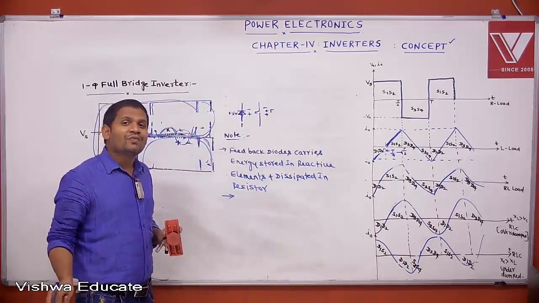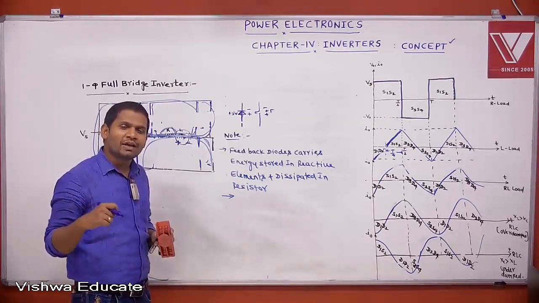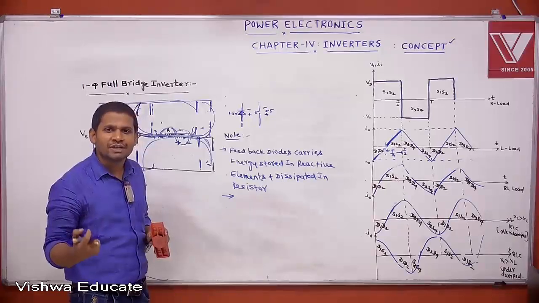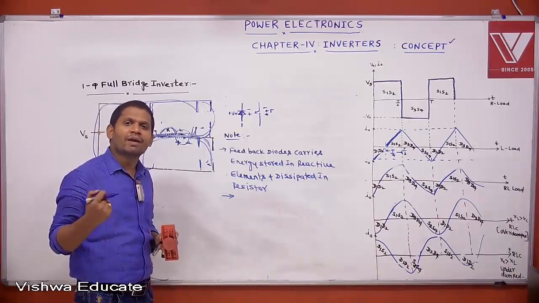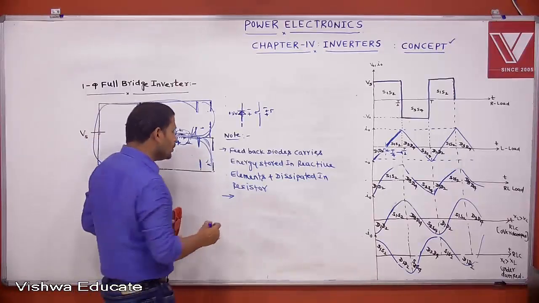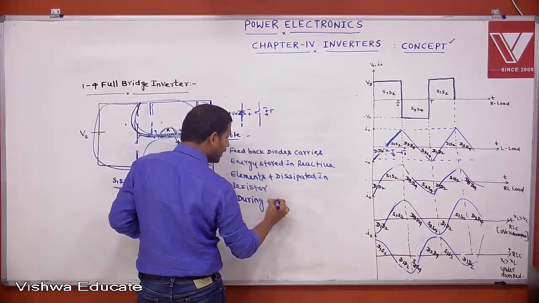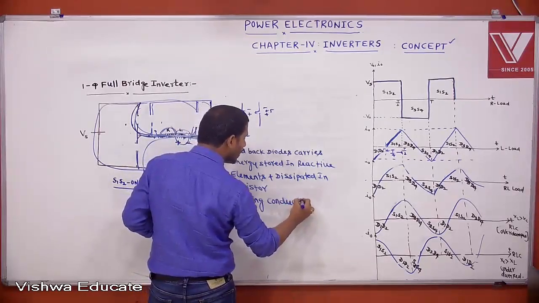During conduction of feedback diodes, even though a triggering pulse is applied to the corresponding switches, it will not trigger because the switches are under reverse bias condition. Okay. During conduction of feedback diodes, parallel note down.